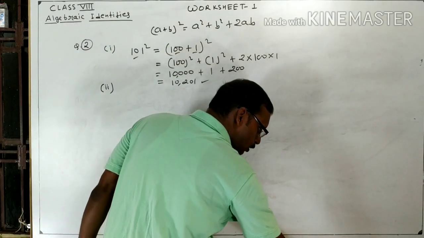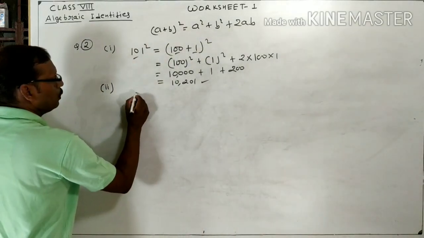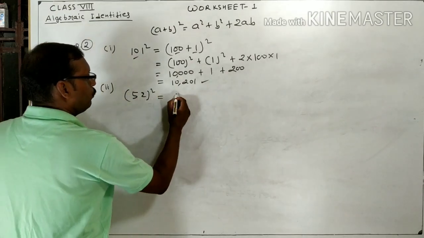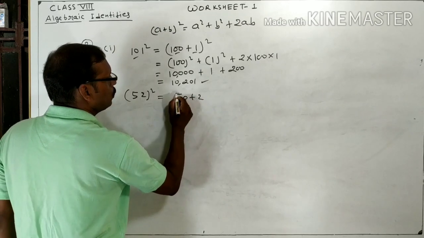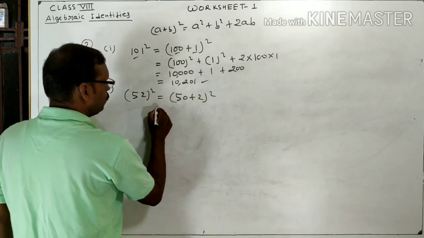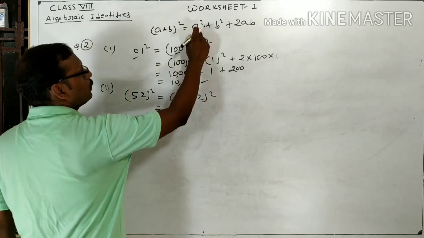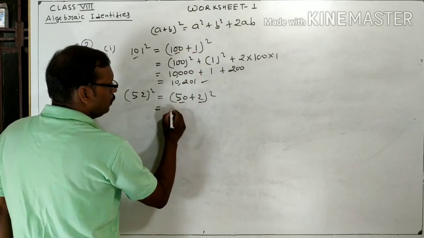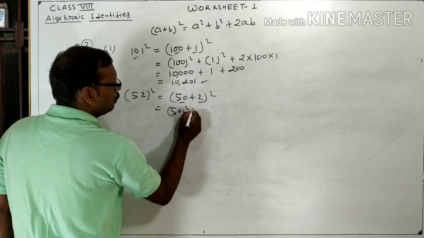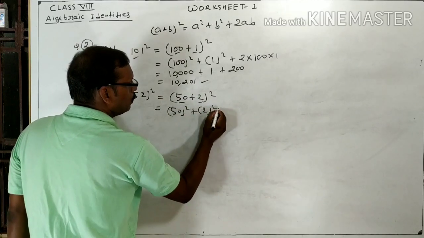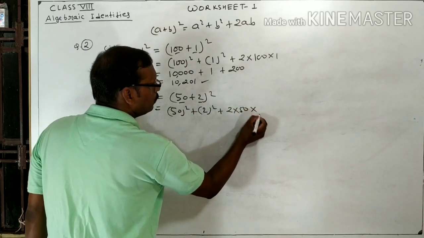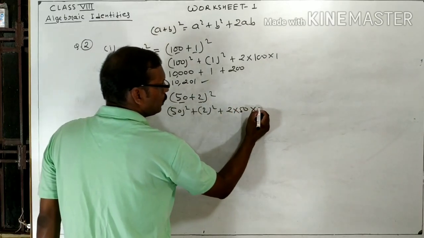Second question is 52 square. Now break it: 50 plus 2, whole square, and we solve it by using IT1. A square plus B square plus 2AB. This is A and this is B. In place of A it is 50, write down, and in place of B it is 2, write down.